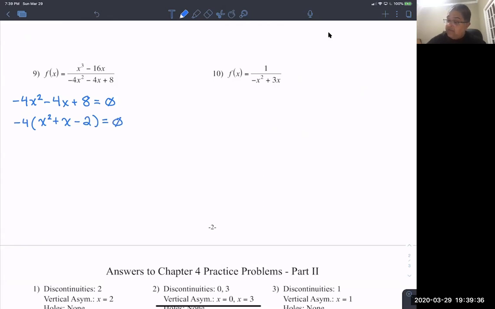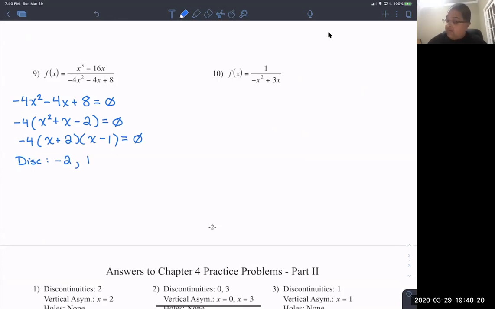So I factor out a -4, I get x squared plus x minus 2. Okay. So when I factor this polynomial, I get x plus 2 times x minus 1. Two numbers that multiply to give me -2, but add to give me +1. Okay, that means my discontinuities, remember, how do I solve this? I set everything with a variable equal to 0. So x plus 2 equals 0, x minus 1 equals 0. So one of my discontinuities is -2, and the other discontinuity is 1.